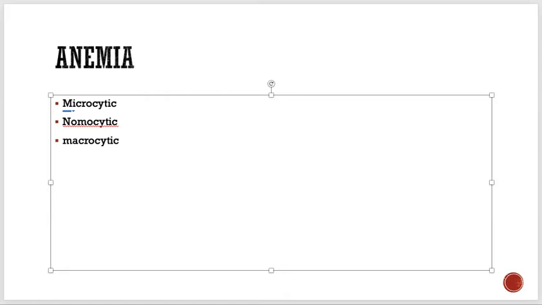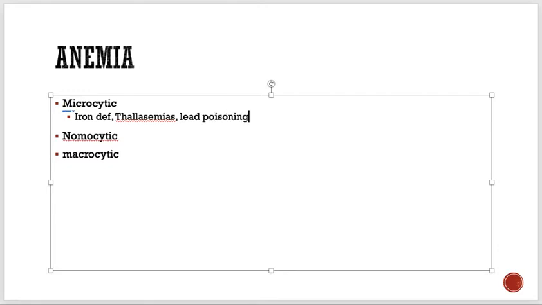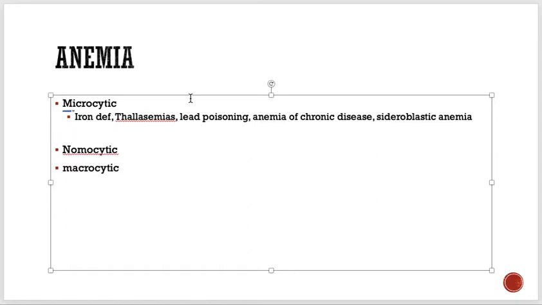Guys, what are the causes of microcytic anemia? Okay. Remember the mnemonic TAILS, but I don't like this mnemonic because this one is not in the arrangement. Remember it in this way: the most common cause is iron deficiency. Okay. Then there is thalassemias. Then there could be lead poisoning. Then there could be anemia of chronic disease, and there could be sideroblastic anemia. Okay, these are the causes of microcytic anemias.